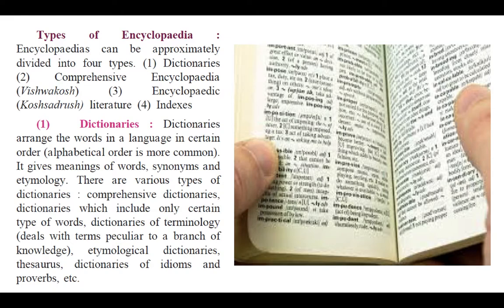Etymological dictionaries. Over here, etymology, as I told you, is the origin of the word, so it tells you what is the origin, whether it's Latin, whether it's Greek, whether it's Sanskrit. All right. Thesaurus, dictionaries of idioms and proverbs. So there are various different kinds of dictionaries which are also considered as a type of encyclopedia.